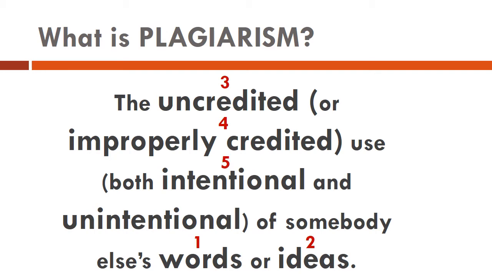You must follow the proper rules or guidelines when quoting somebody or using somebody else's ideas. Plagiarism can be intentional, which means you know what you're doing, you're trying to cheat, or it can be unintentional, which means you've made a mistake in crediting the author, you forgot to credit the author, or you didn't realize you had to do something when crediting the author.